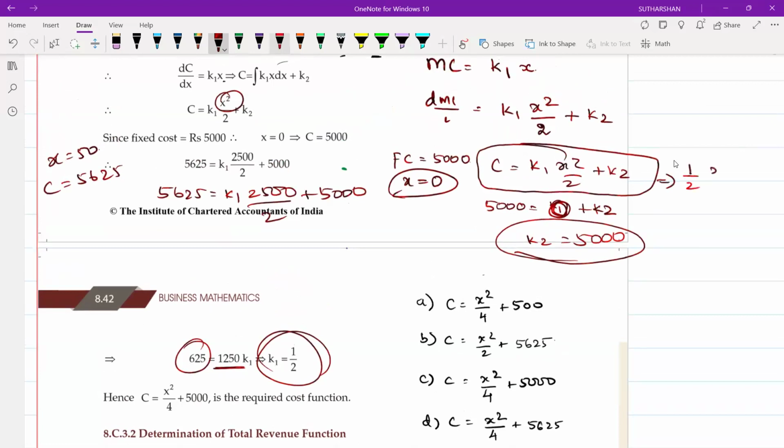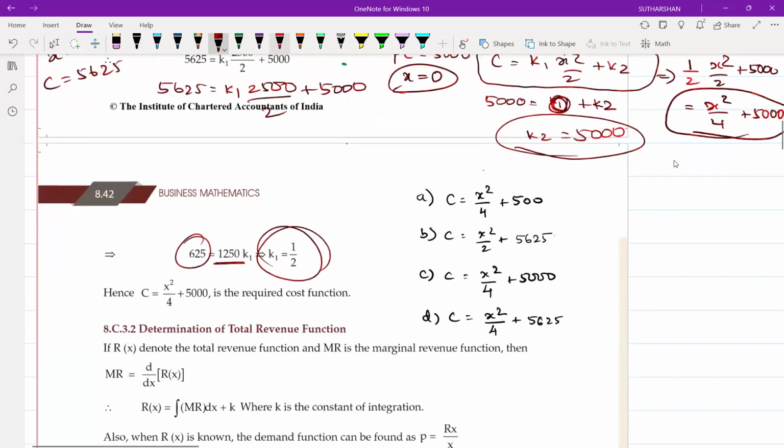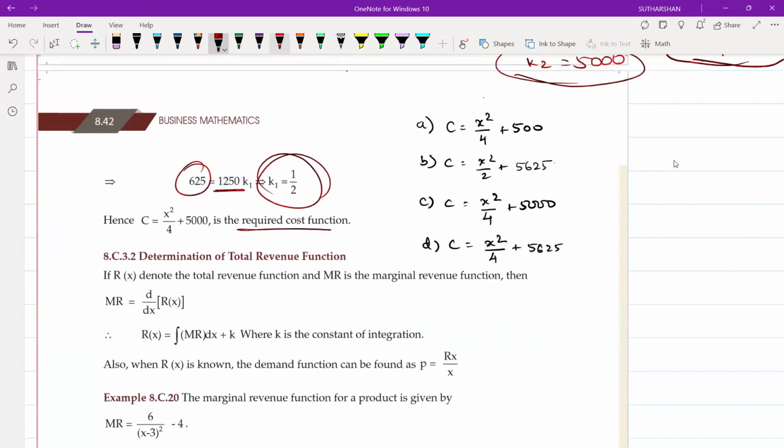1 by 2, x square divided by 2, plus 5,000 is the K2 value. Finally, x square by 4 plus 5,000 is the value. Are you able to understand this? Yes, sir. Yes, that's the required cost function.